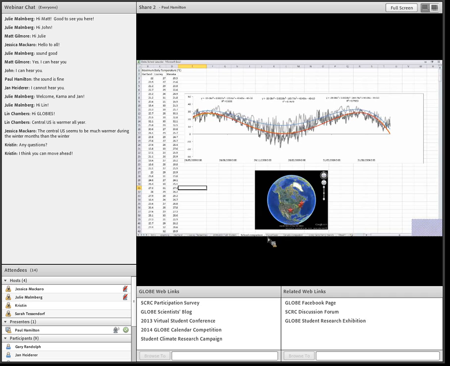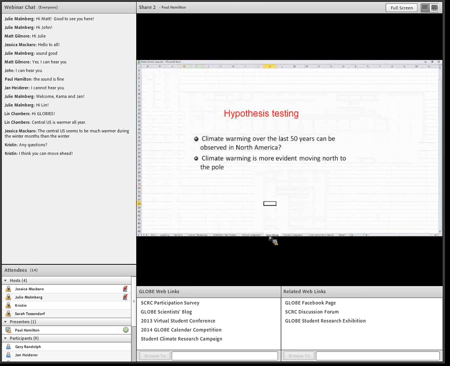Okay, perfect. Some of the things that we think we know: that climate warming has been happening over the last 15 years and can be observed in North America. People say that all the time. But the question is, is that real? Can we really track warming temperatures over the last 50 years in North America? So that's the first hypothesis we're going to test.